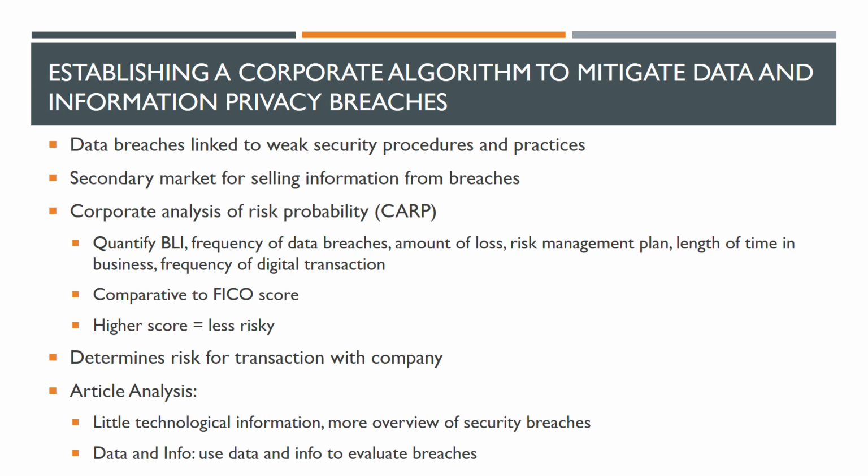So this study proposes the Corporate Analysis of Risk Probability, or the CARP score. It quantifies a business's BLI, which is the breach level index, the frequency of data breaches that they would have, the amount of loss because of them, the risk management plan, the length and time of the business, and then the frequency of digital transactions. They use all this information to determine public digital transaction risk for all companies, any company, regardless of whether or not they've experienced a data breach before.